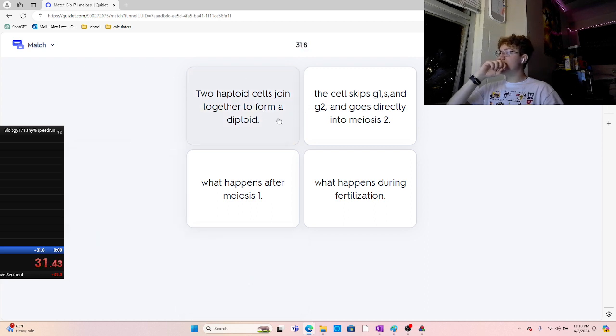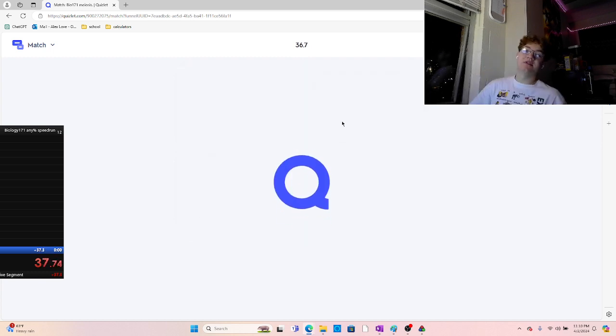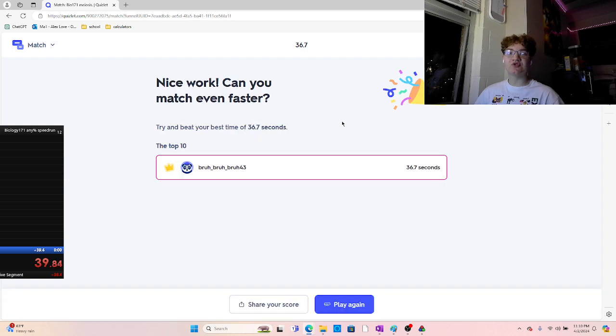Two haploid cells join together to form a diploid. That happens during fertilization. What happens after meiosis 1? The cell skips S phase and goes directly into prophase 2. Oh, I didn't even stop the timer. My fault. That could have been the world record. I'll go back and look at the recording when I'm done. 36 seconds, that's probably off. Never trust Quizlet's time. Okay, let's try again for a record.